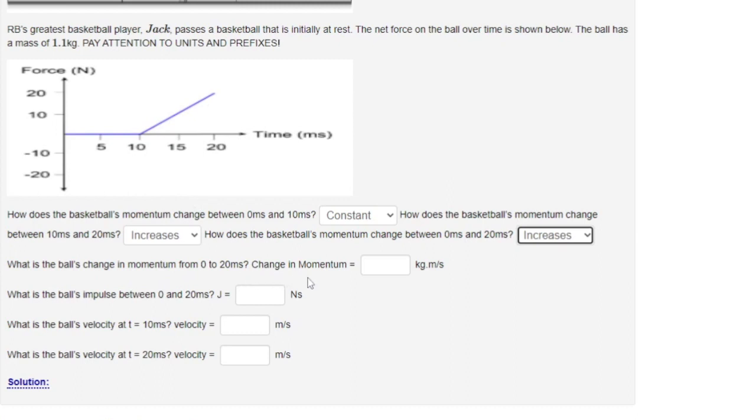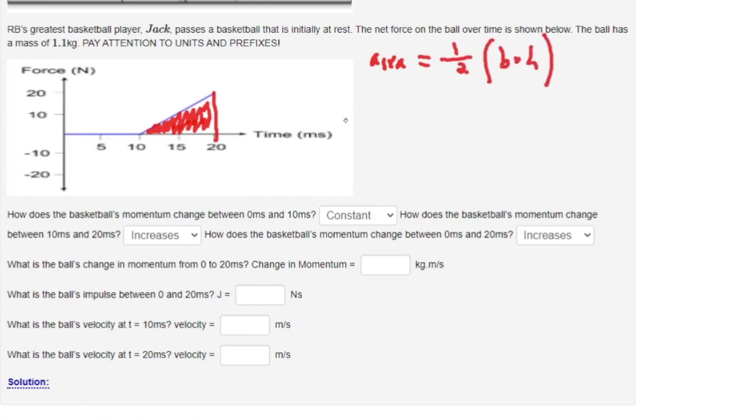What is the ball's change in momentum from 0 to 20 milliseconds? So like we said, the change in momentum is talking about the area under this curve. If we look at this graph really quick, we can see that the only place where there is area is from 10 to 20 milliseconds. So we need to figure out what the area is under this curve. It looks like a triangle, and we know that the area of a triangle is just equal to half the base times the height.